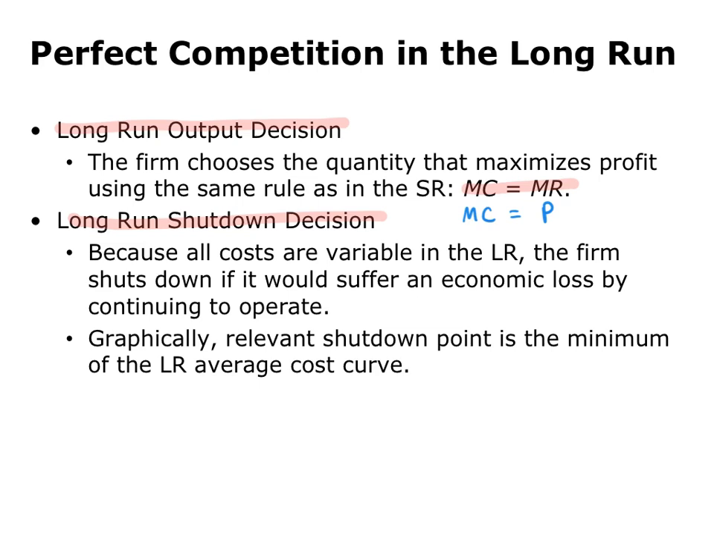Graphically, this means the relevant shutdown point is the minimum point on the long-run average total cost curve. I'll show you this later. But for now, we can write this as the firm will shut down if price, that is the price set by the market, is less than the minimum point of average total cost. Remember, in the short run, firms shut down if price is less than the minimum of average variable cost.